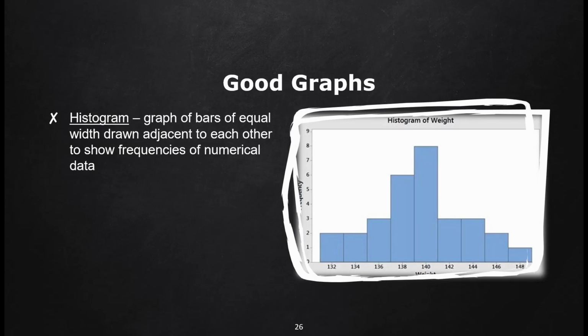So here, the histogram is making a brief reappearance. Histogram, the bars, same width, but there are no gaps. The bars are kind of put together. And the data is numerical. So that's the main difference there. Histogram is for numerical, bar graph, categorical.